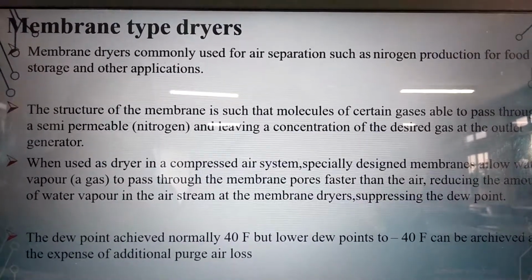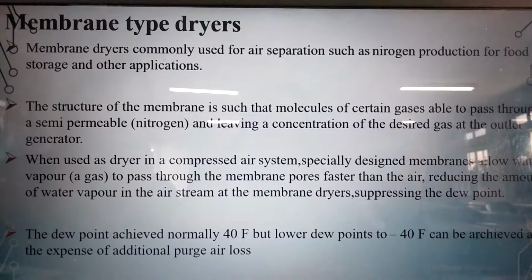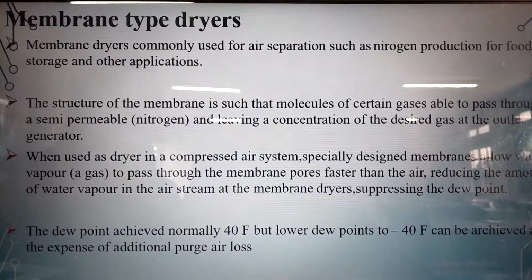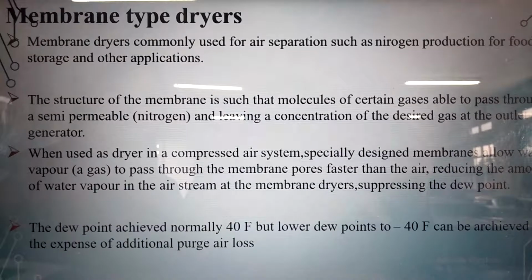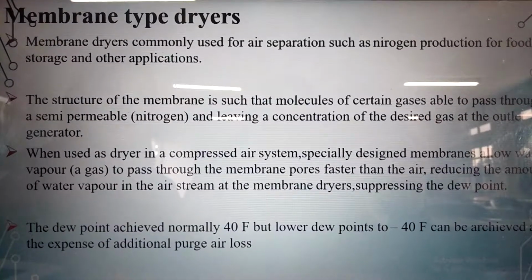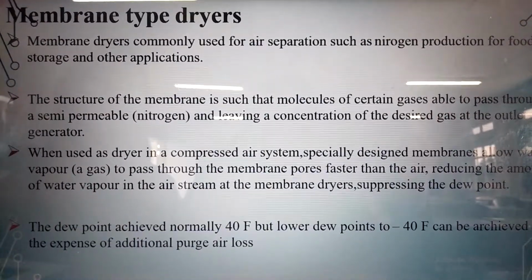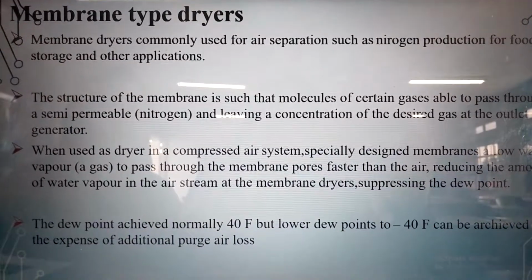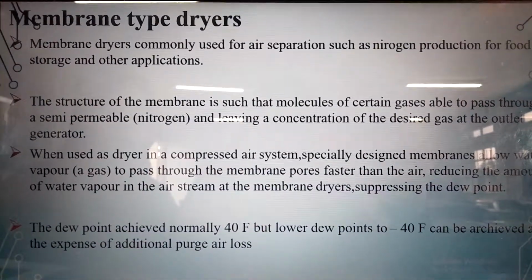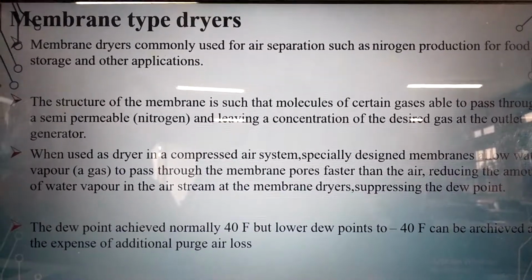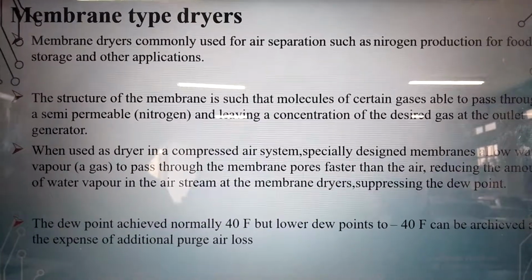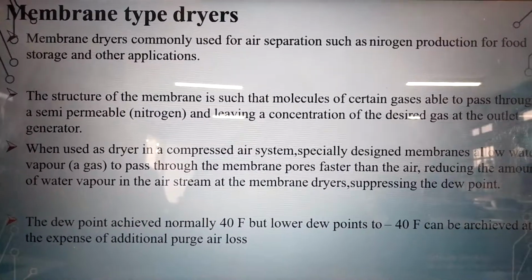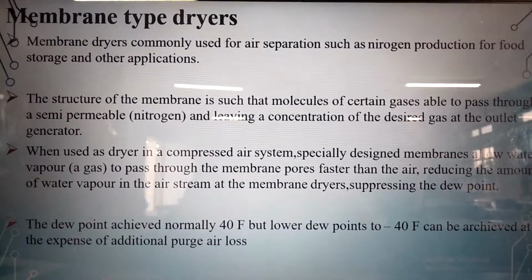When used as a dryer in a compressed air system, specially designed membranes allow water vapor, a gas, to pass through the membrane pores faster than the air, reducing the amount of water vapor in the airstream at the membrane dryer, suppressing the dew point. The dew point achieved is normally 40 Fahrenheit, but lower dew points to negative 40 Fahrenheit can be achieved at the expense of additional purge air loss.